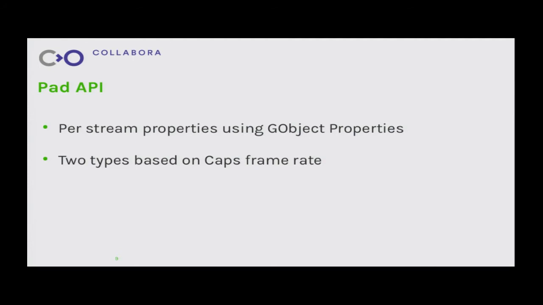So for example, a lot of these hardware things have different kinds of effects that they can apply, and these might apply to all the streams and not to one single stream. So there is some work there. And so we're suggesting using just GObject properties on the pads to select the different properties you could have, exposure and things like that. And we're proposing two kinds of behaviors based on the frame rate.